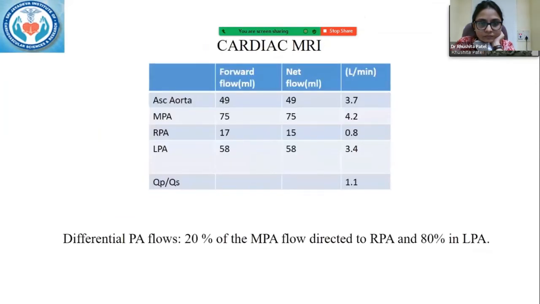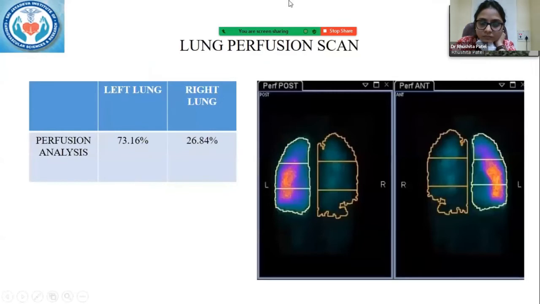A repeat cardiac MRI and lung perfusion scan were done, which showed similar results as the previous cardiac MRI and perfusion scan. The right-sided lung was found to be hypoperfused, 20% across the RPA and 80% across the LPA. Similar results were seen in the lung perfusion scan: 26% perfusion across the right-sided lung and 73% across the left-sided lung.